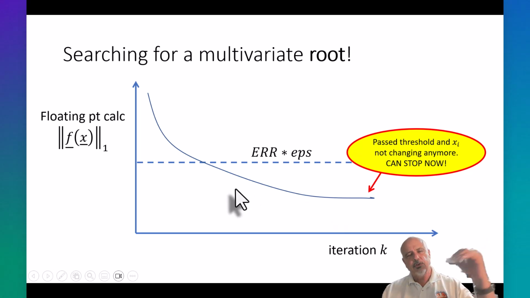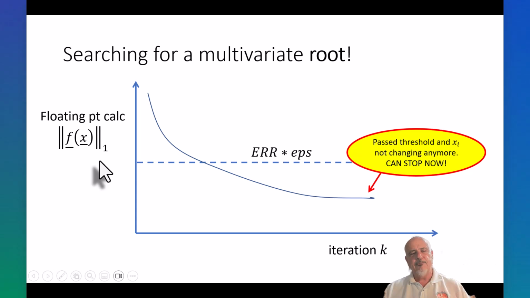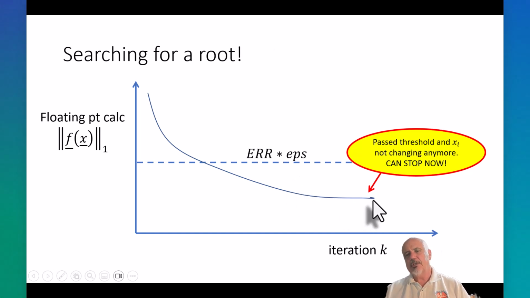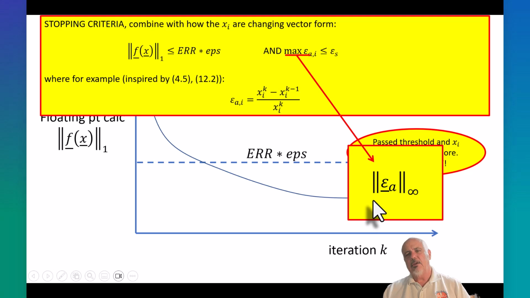So remember, when you're searching for a multivariate root, you're looking to get the one norm of the function to come below a certain threshold. That means that this function effectively is 0, to floating point error. And then when it gets to a certain position where it's not changing, then it's completely polished, based on how the max of the relative x values are changing. So the relative x values are not changing, so it's polished.